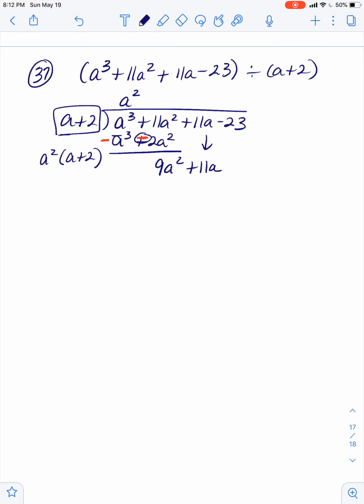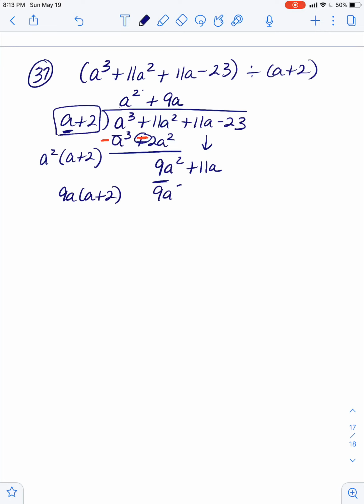And now what do I multiply a by again to get 9a squared? And that would be a 9a. What you should see is this going down up here, like 9a squared, 9a. Again, I'm going to take 9a times a plus 2.